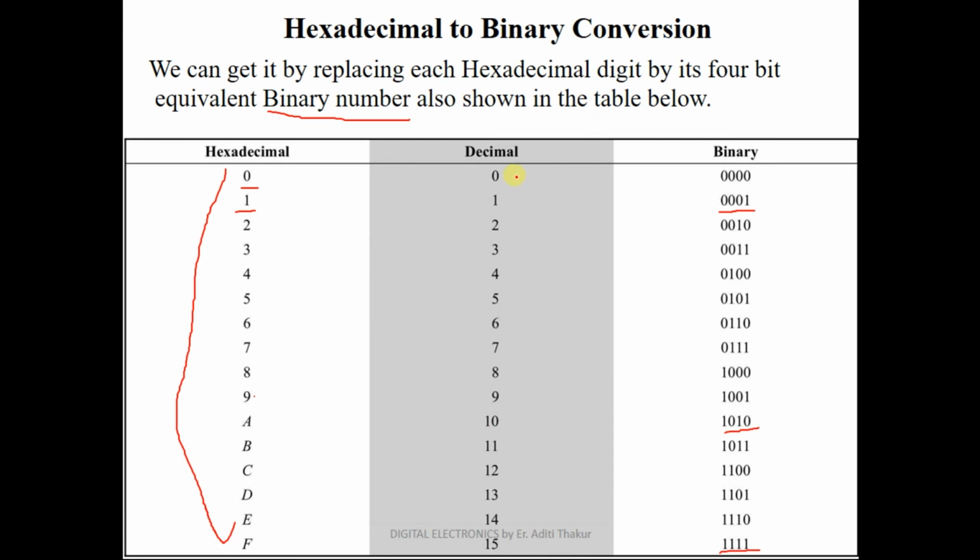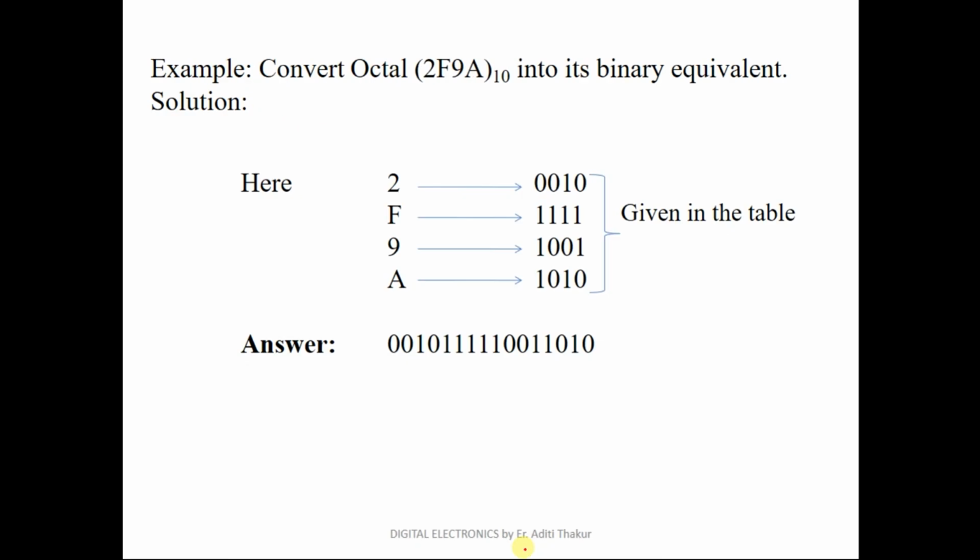Also their decimal equivalents are given in this table. So we will do this conversion by taking an example. Convert this hex number into its binary equivalent.